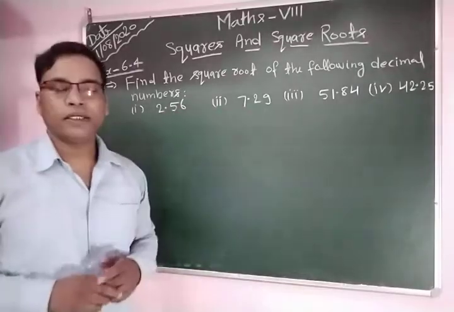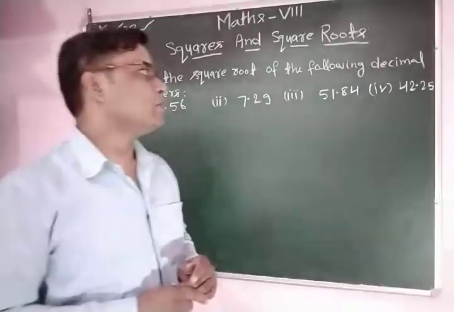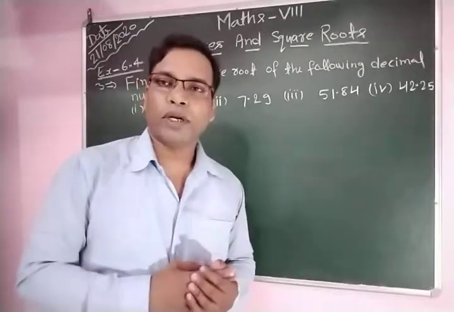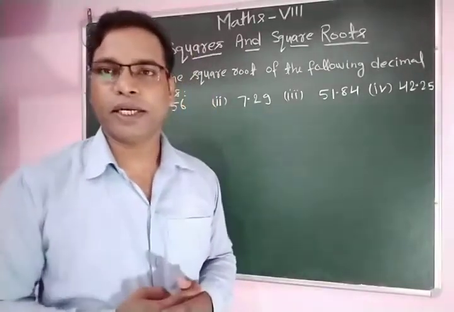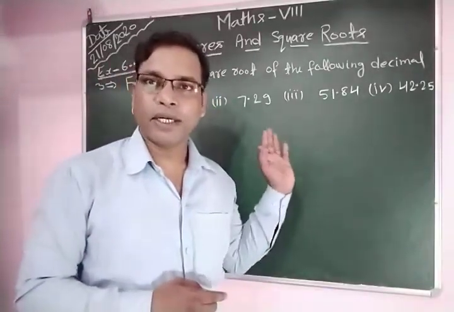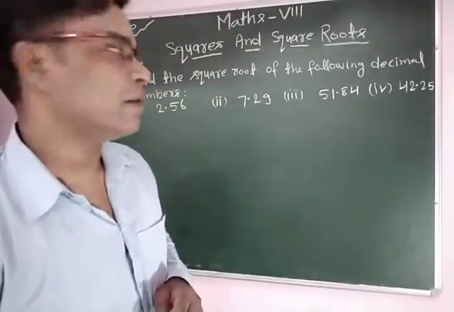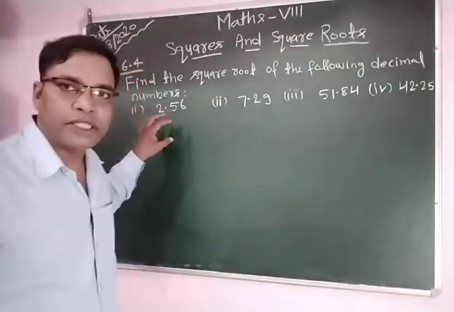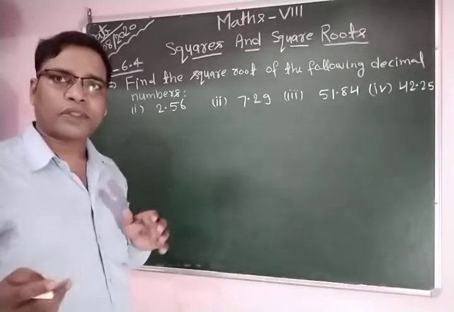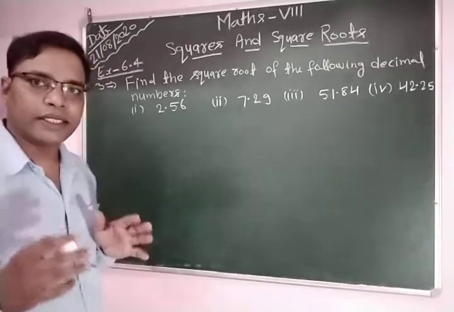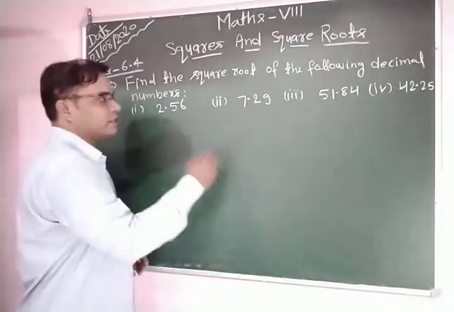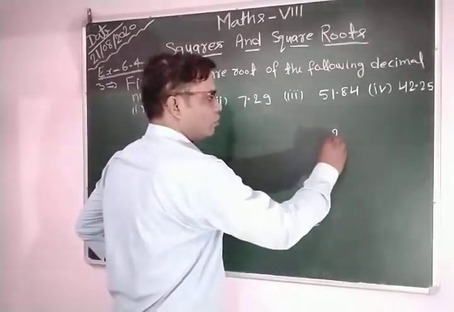2.56, 7.29, 51.84 and 42.25. So let's see how to find the square root of these decimal numbers. We find the square root of decimal numbers just like normal numbers, like integers. So here you can see this is 2.56.